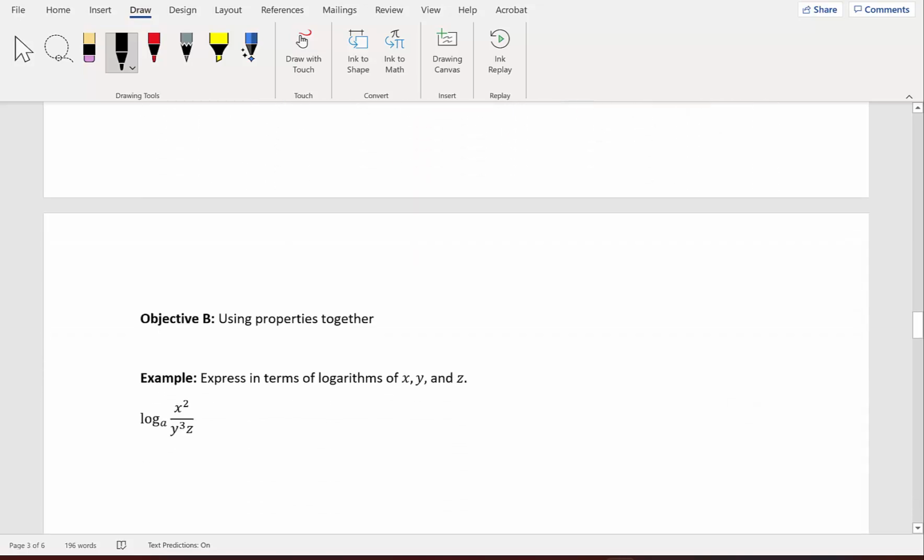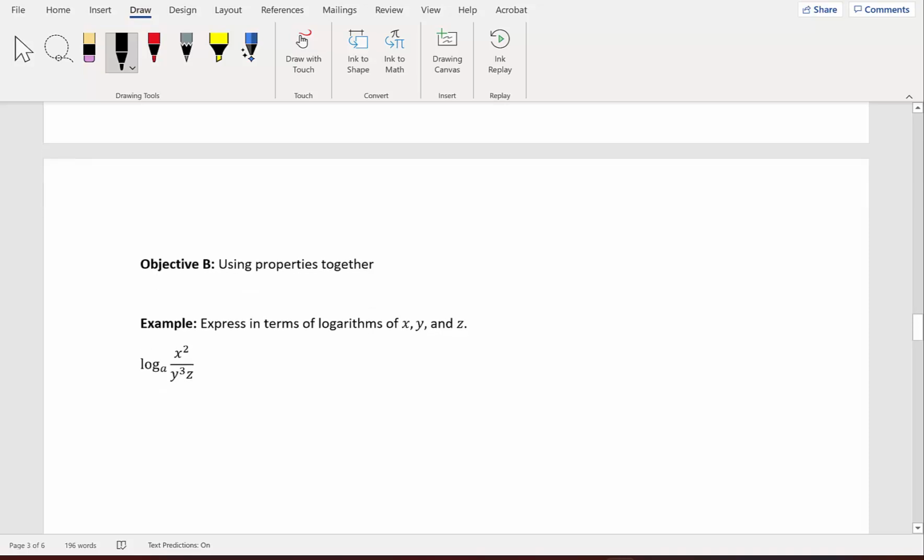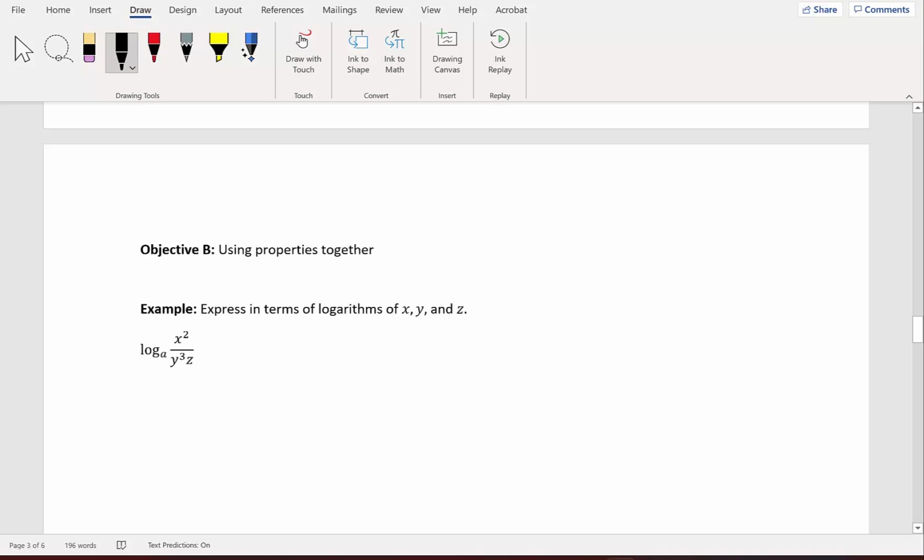Now our next objective, we're going to be using all the properties together. So we're going to be using the product rule, quotient rule, and even the power rule, all in the same problem. Now for our first example, it says express in terms of logarithms of x, y, and z. Essentially what this is saying is expand out this log. So I have log base a of x squared divided by y cubed z.